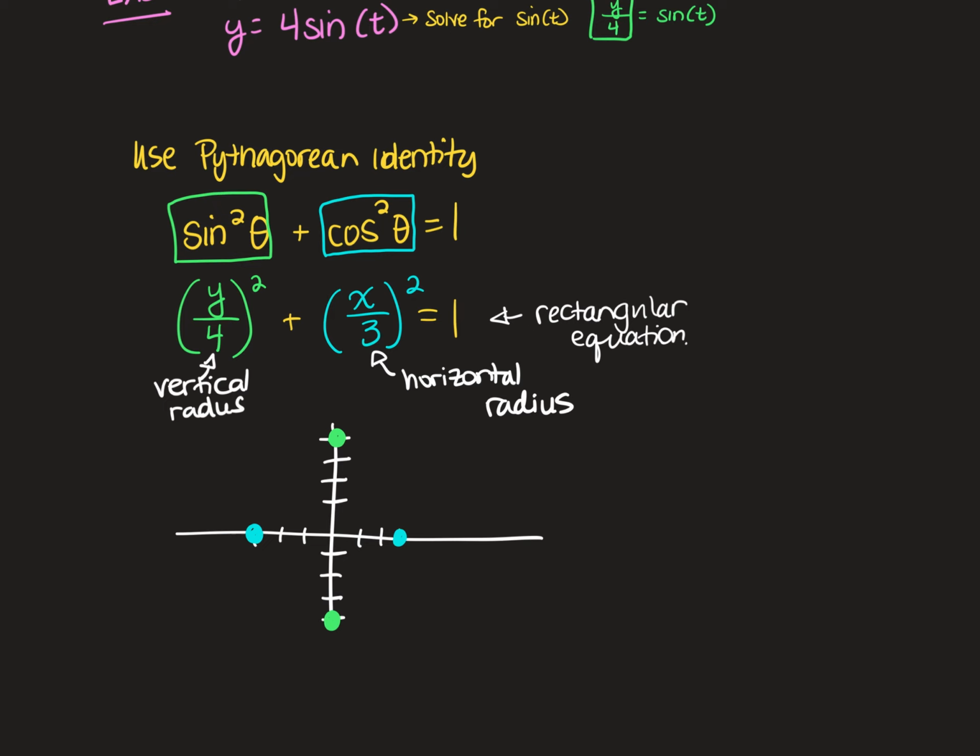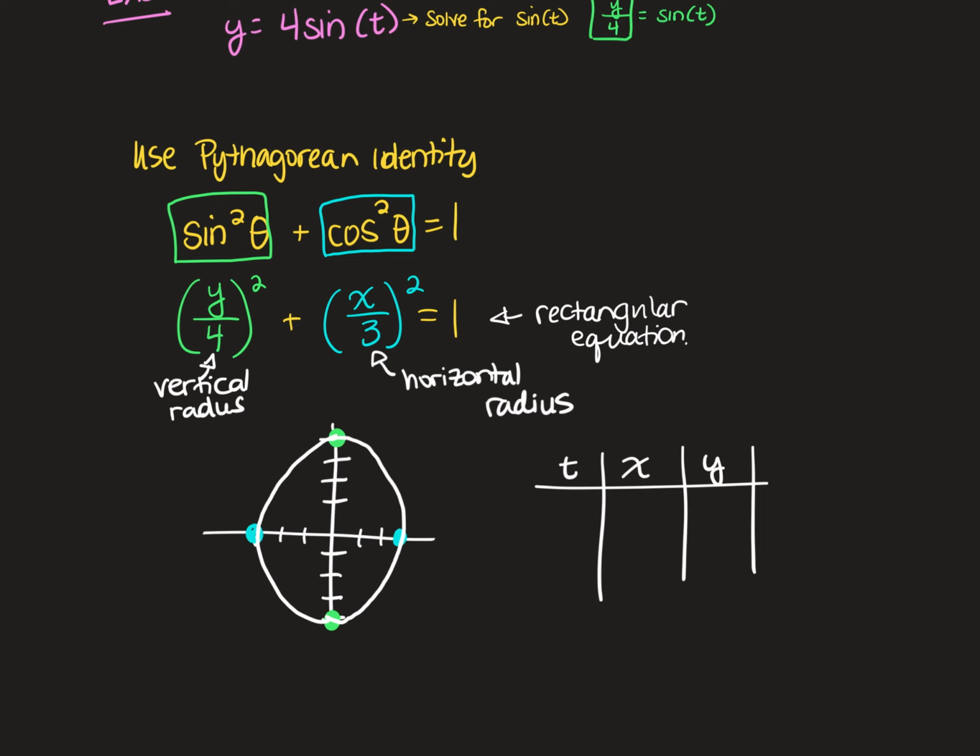Apologies, that was a really terrible ellipse. Let me try that again. Something that looks a little bit kind of football shaped. Now, how do I figure out what direction the arrows are going to go? Well, just like before, I can set up a table. So I'm going to set up a table, again, where I pick a couple values of t, plug in to find an x and a y.